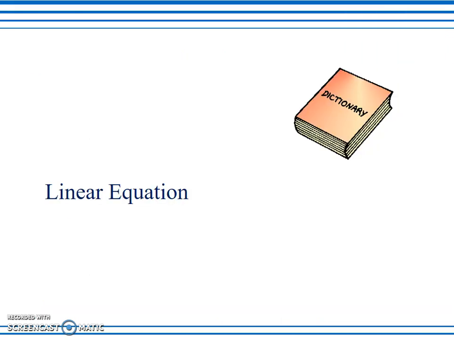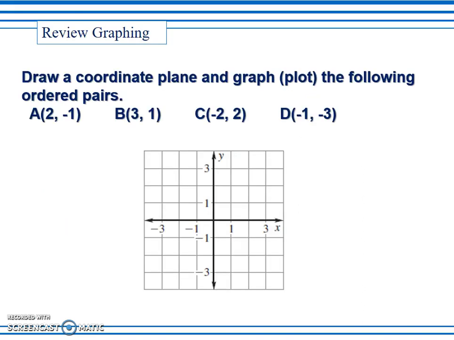Our vocabulary term for today is linear equation. And right now we're going to discuss what a linear equation is. Let's review briefly on graphing. So on one coordinate grid, please graph the following points. 2, -1, and mark that as A. 3, 1, and mark that as B. -2, 2, and mark that as C. And -1, -3, and mark that point as D.